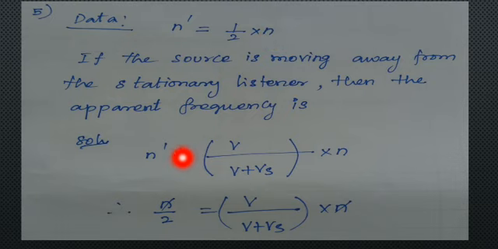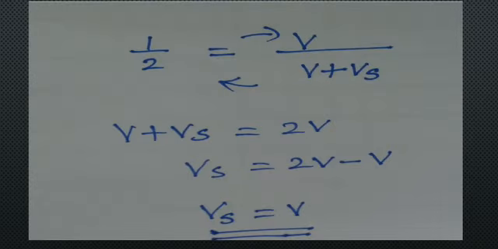That's why instead of n dash I'm taking 1 by 2 into n by 2. So what is cancelled? First this n and this n cancel. Okay students, n cancels, and so what will come? 1 by 2 this side and v divided by v plus vs this side. Now I'm going to take v plus vs to this side. What will come? v plus vs. And 1 by 2 goes to this side. What will come? Multiplication, therefore 2v.